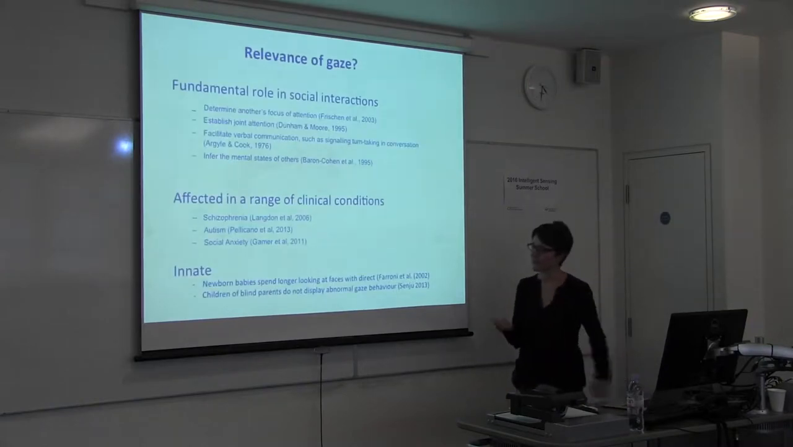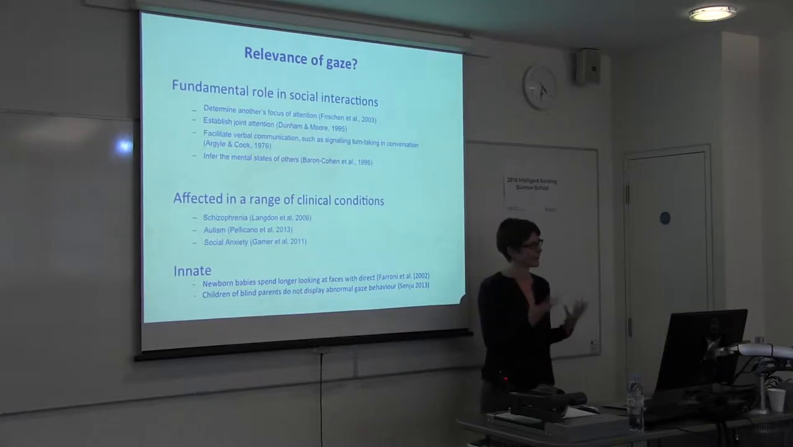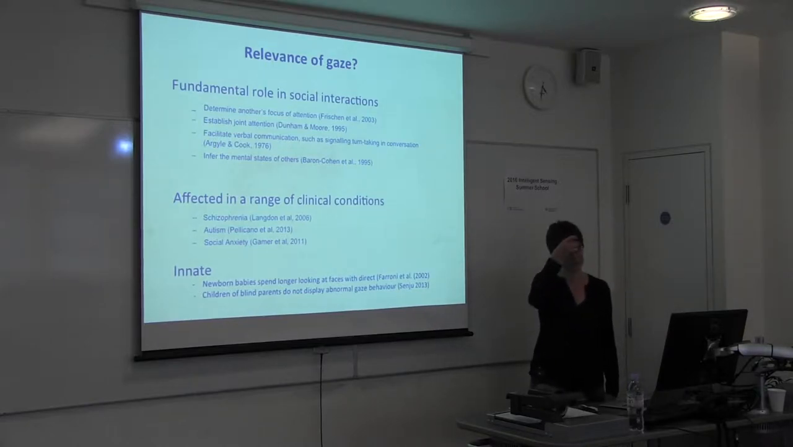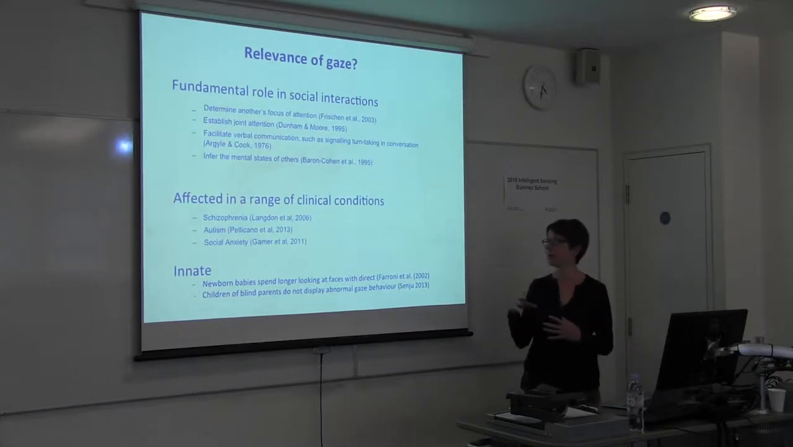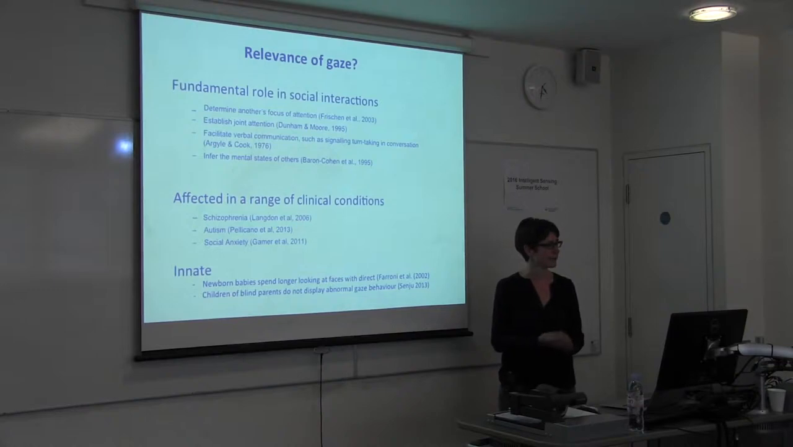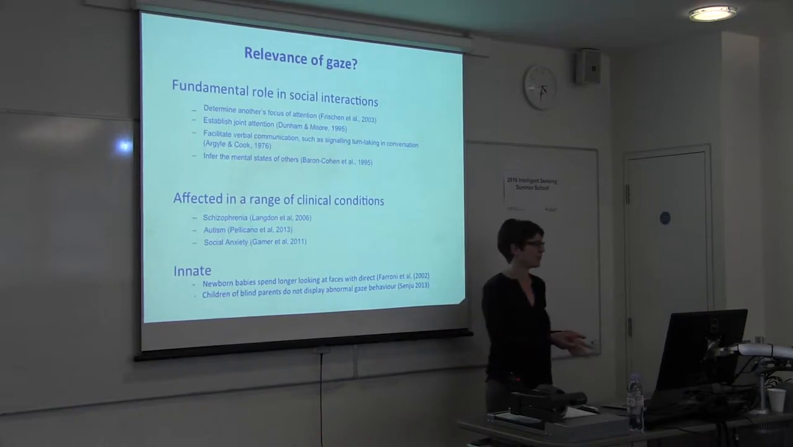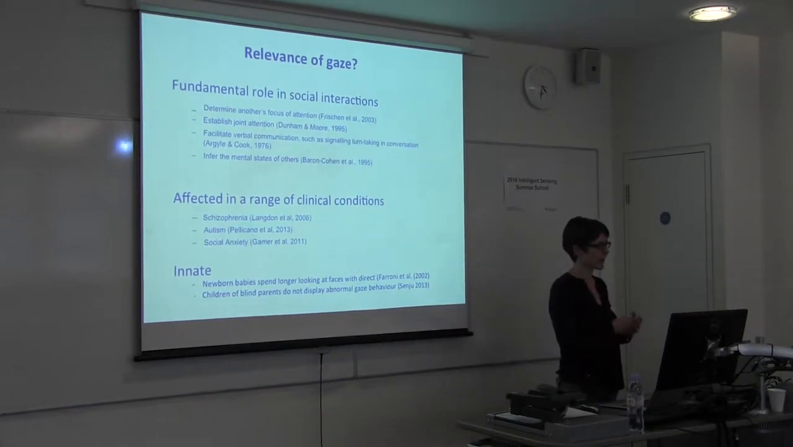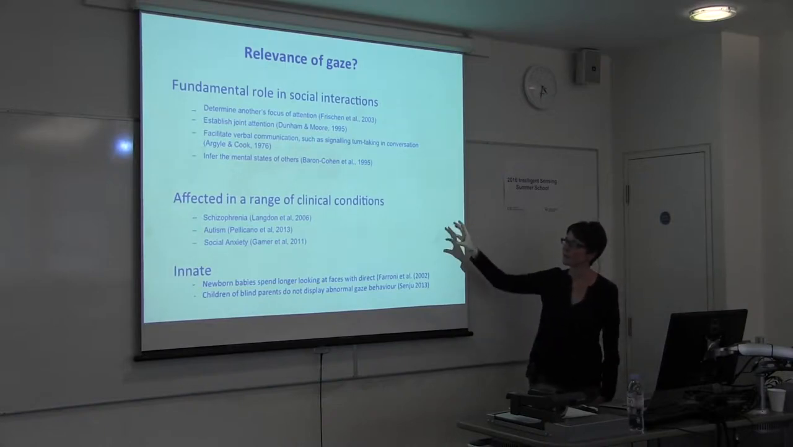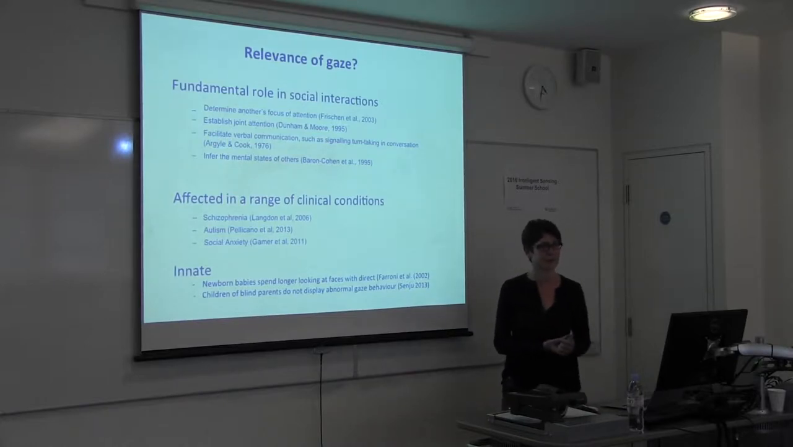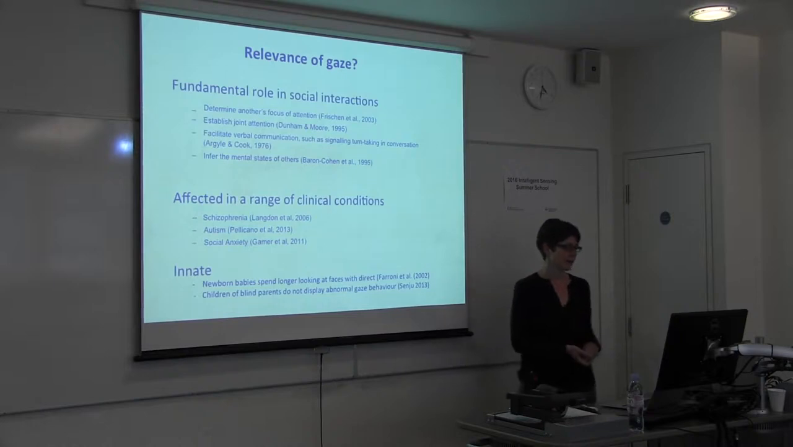And so gaze is actually quite an important thing for us to be able to encode. It's been shown to play a large role in social interactions, and so there are all sorts of theories about the development of understanding of others, so theory of mind, and so it helps us understand what other people are interested in, being able to understand what they're looking at, how long they're looking at it. It's generally affected in a range of clinical conditions, so for example, schizophrenia is characterized by abnormal gaze, as is autism. People don't like to make eye contact.